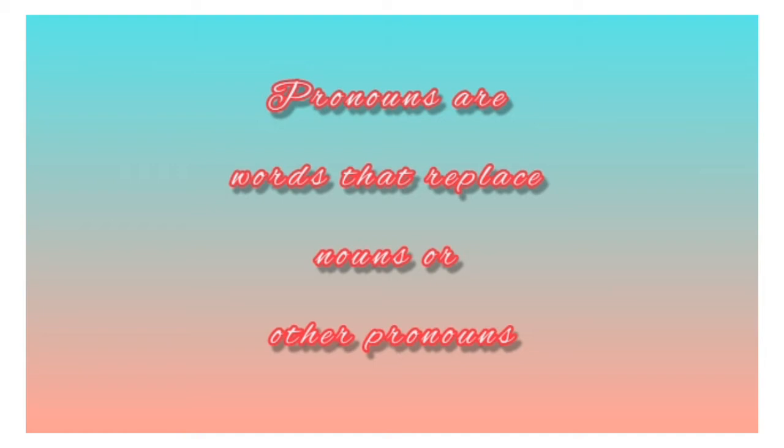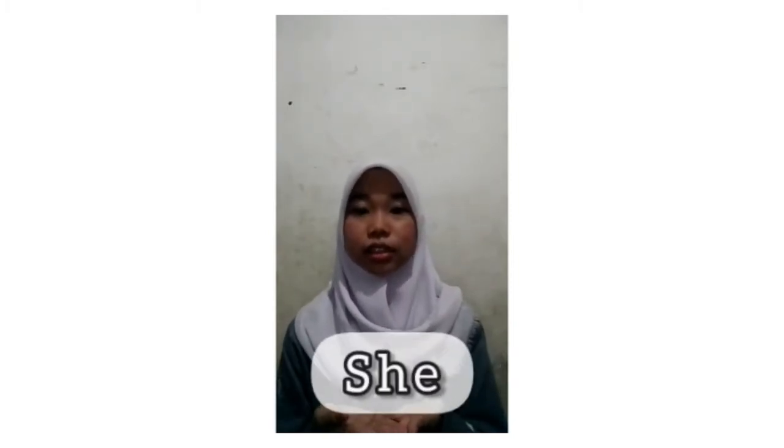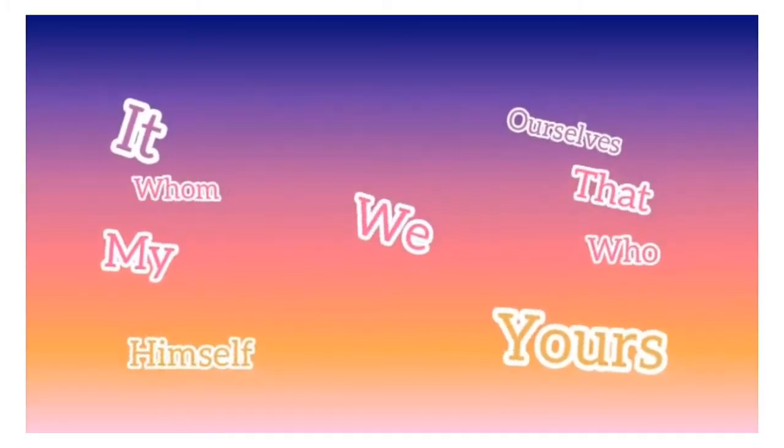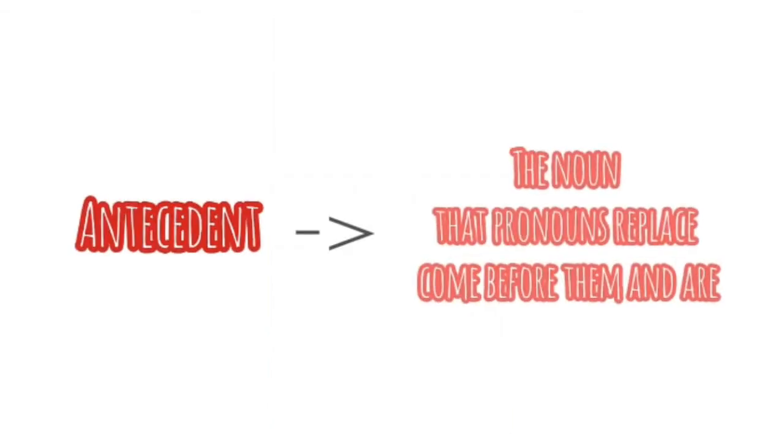Pronouns are words that replace nouns or other pronouns. The pronouns that are usually used are I, me, you, they, she, he, it, and much more. In pronoun reference, there is also something called an antecedent. The noun that pronouns replace comes before them and is therefore called the antecedent.